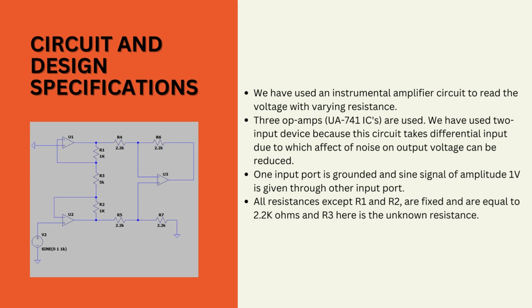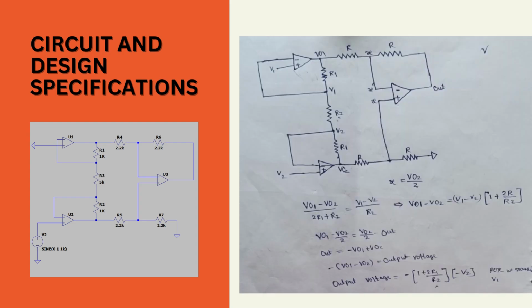Why we have used this differential amplifier is that basically this circuit can reduce the effect of noise on the output signal. That is the main motive to use this differential amplifier circuit. So this is the gain derivation: output voltage equals (1 + 2R1/R_unknown) times V input. This is all the derivation that is done.